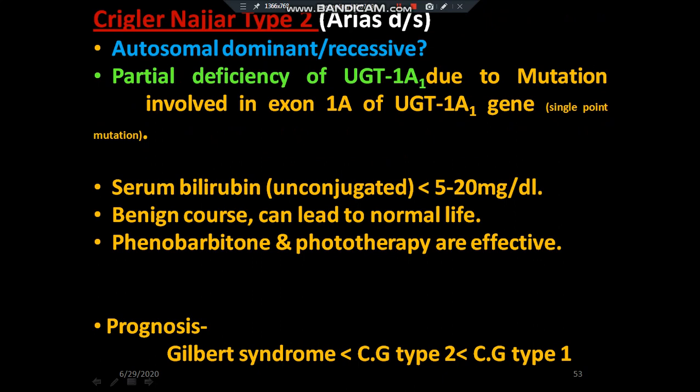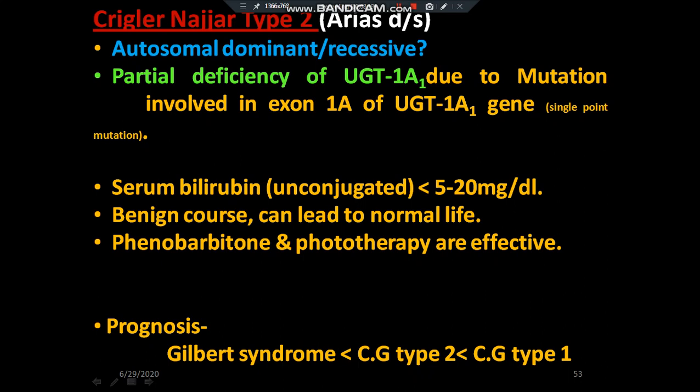Crigler-Najjar syndrome type 2. It is autosomal dominant or recessive. It is not known. There is partial deficiency of UDP glucuronide transferase due to mutation in exon 1A of UDP glucuronide transferase. The serum unconjugated bilirubin is 5 to 20 mg per dl. It is a benign course. A child suffering from this disease can lead a normal life. The treatment of this is phenobarbital, and phototherapy is also effective.